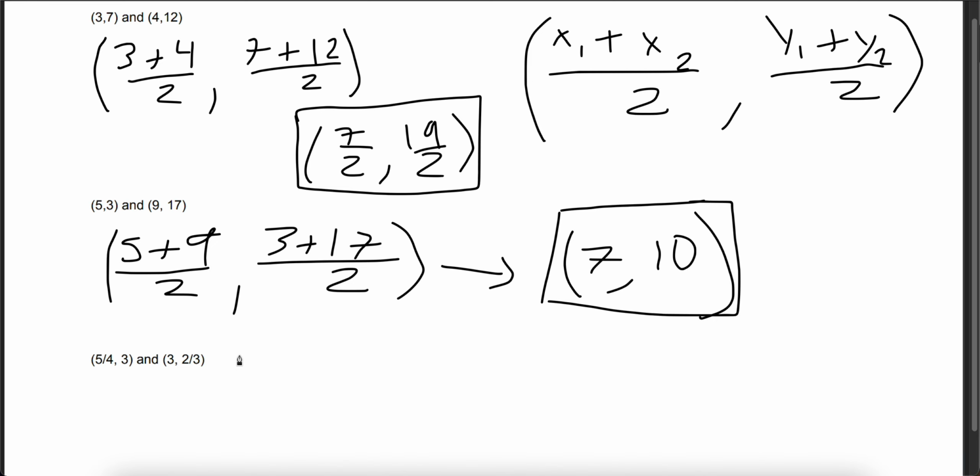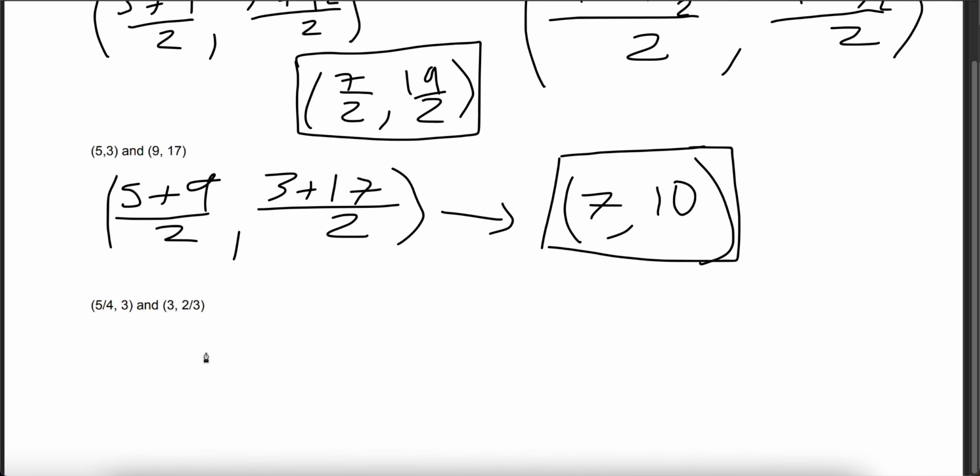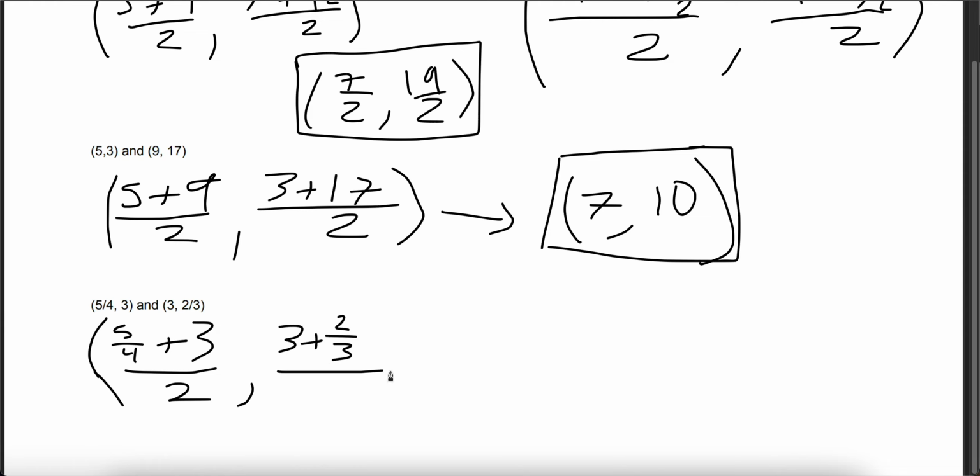Let's go to the last one. We have fractions here. It's going to be a little tougher. We have 5 fourths, 3, and 3, 2/3. Pretty much do the same thing here. x1 is 5 fourths and x2 is 3. So our x1 plus x2 will be 5 fourths plus 3, and this will be all over 2. And our y1, y2 will be 3 plus 2/3, and this is all over 2.